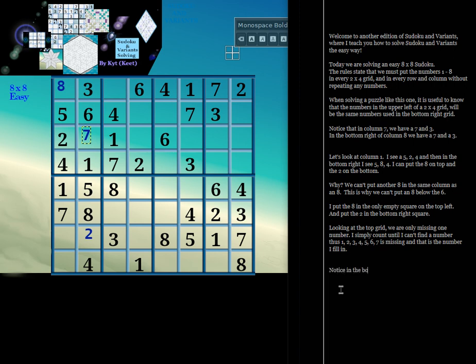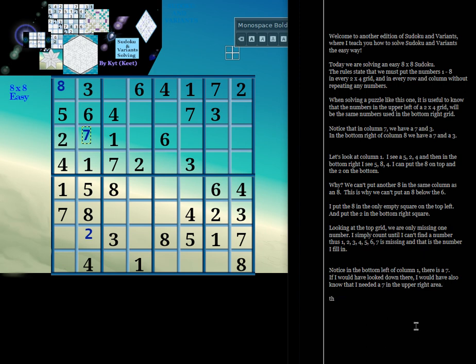Notice in the bottom left of column 1, there is a 7. If I would have looked down there, I would have also known that I needed a 7 in the upper right area.